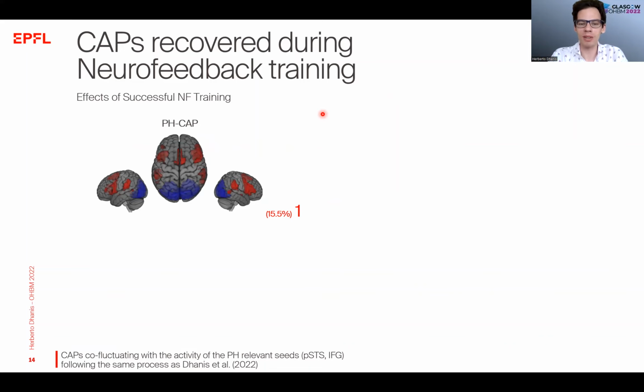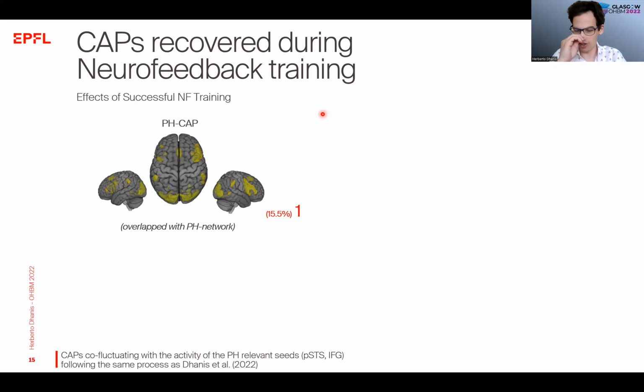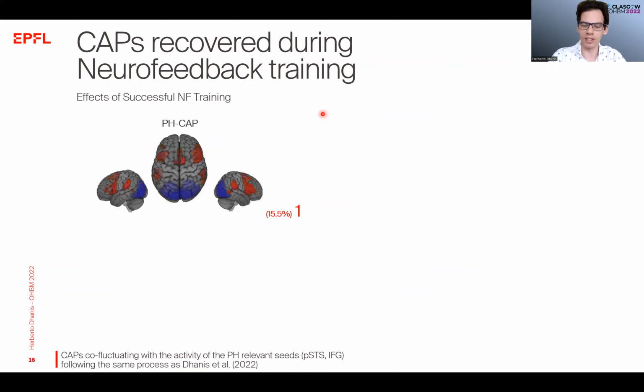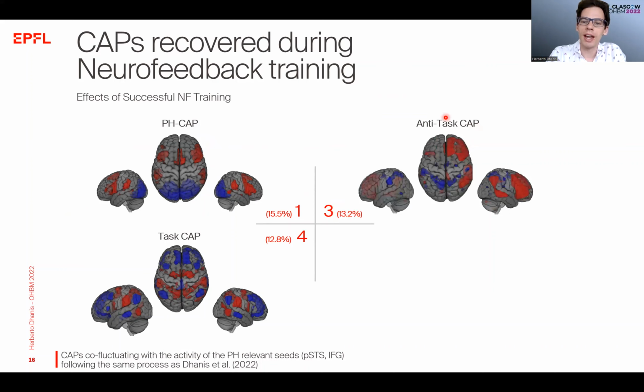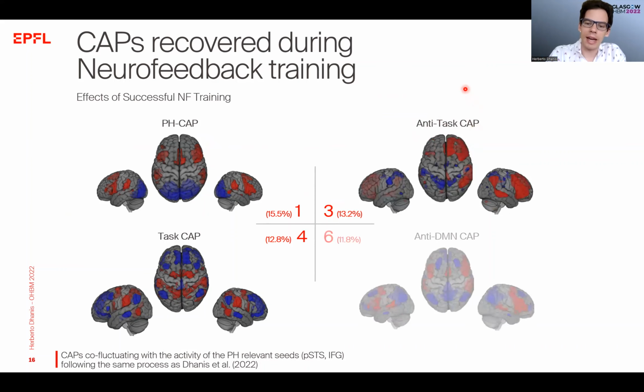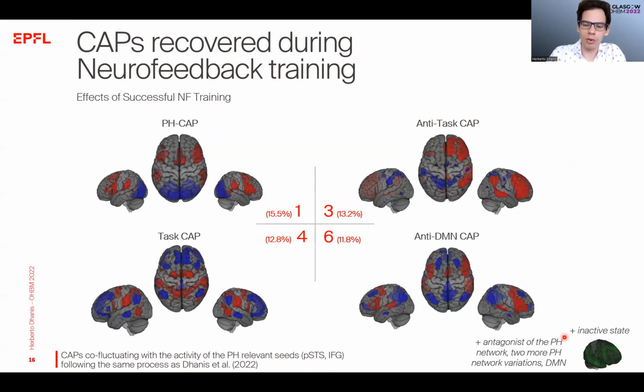The most commonly recovered one was actually the presence hallucination CAP, which overlapped perfectly with the presence hallucination network. And this was recovered independently. Now, I want to highlight a few other CAPs we recovered. One of them was the task CAP, which was more present during both control and upregulation, the anti-task CAP, and an anti-DMN CAP. Of course, there were a few others.